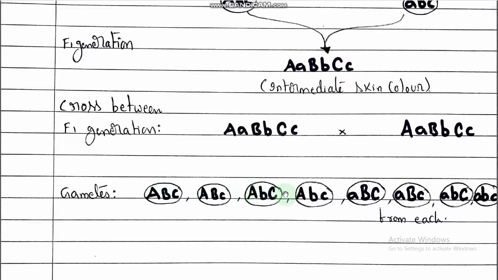Up to this clear? Four different types of gametes from capital A. Now from small a, either this or the same, right? Small a, capital B, capital C. Small a, capital B, small c, right? Next, small a, small b, capital C. Next, small a, small b, small c. From each F1 generation, these types of gametes, 1, 2, 3, 4, 5, 6, 7, 8 different types of gametes are formed. Don't get confused here while you are writing the gametes.